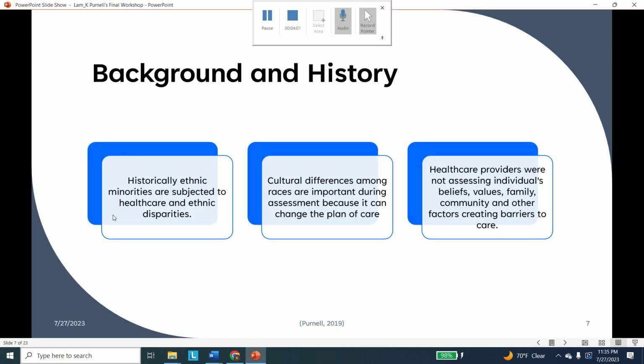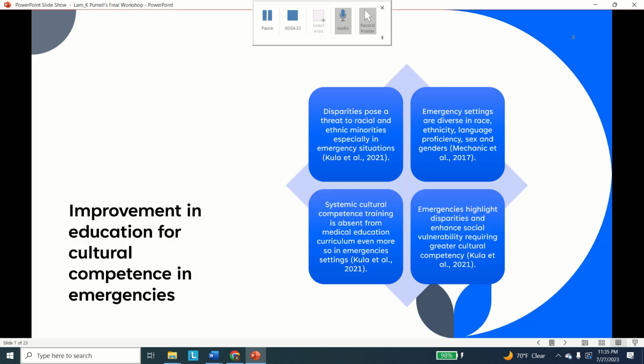Background and history. Historically, ethnic minorities were subject to healthcare disparities, and there are cultural differences among races that are important for assessments because they can change the plan of care. Healthcare providers were not assessing individuals' beliefs, values, family, community, and other factors, therefore creating a barrier to their care. So, some improvements in education for cultural competency in emergencies.